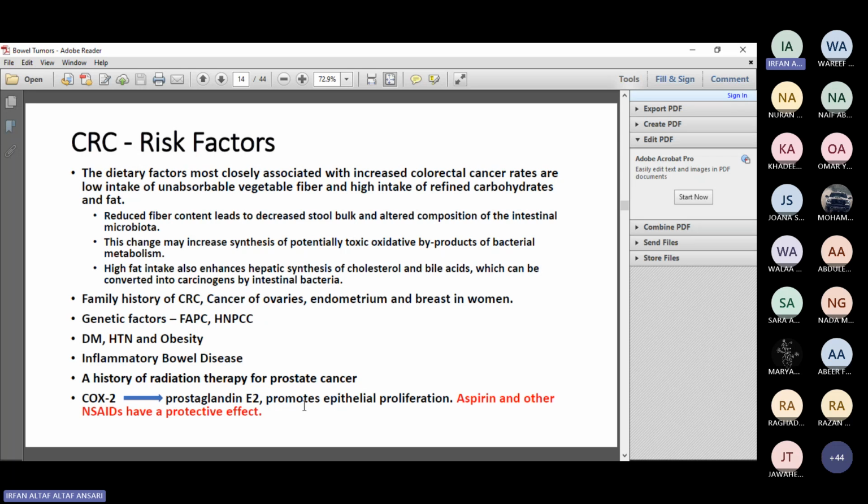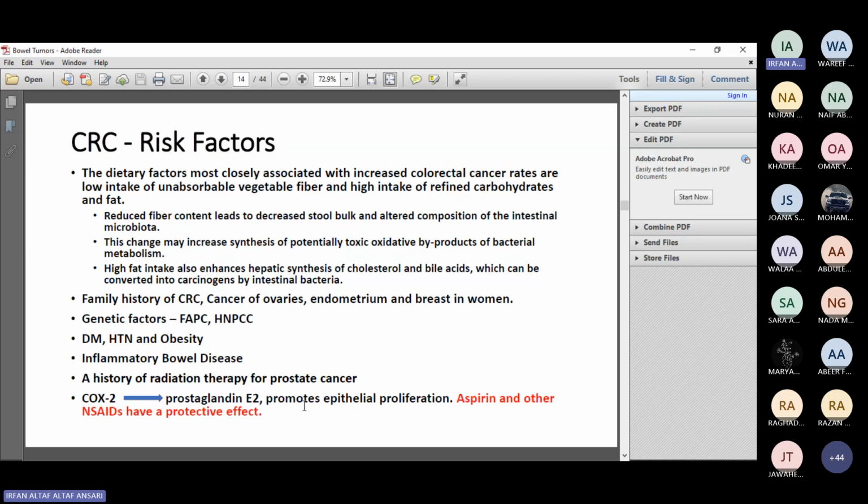Which are the dietary factors? Low intake of unabsorbable vegetable fibers, like a low fiber diet, and high intake of refined carbohydrates and fat. From where do we get the high intake of refined carbohydrates and fat? From your breads, pizzas, fries, pastries, ice creams, pastas, what you eat daily. And you don't take the normal vegetables which are usually consumed at home. We usually go for the refined fiber.